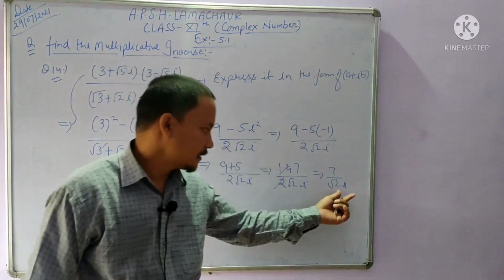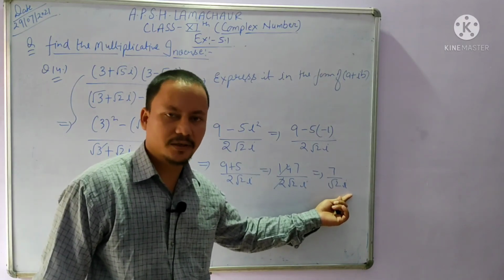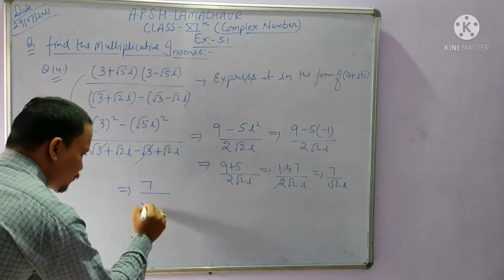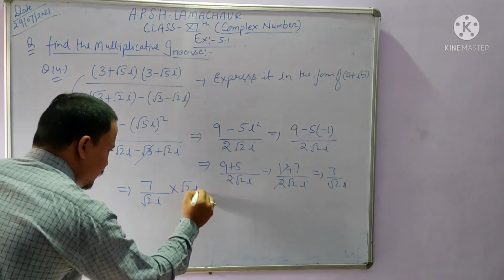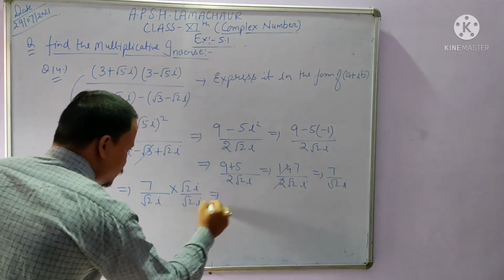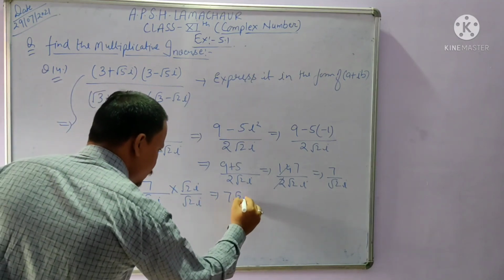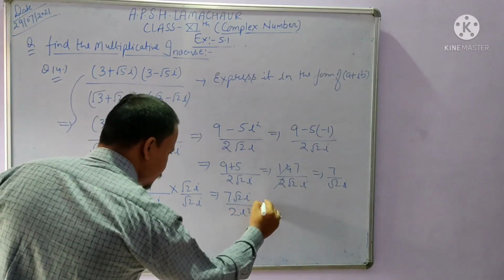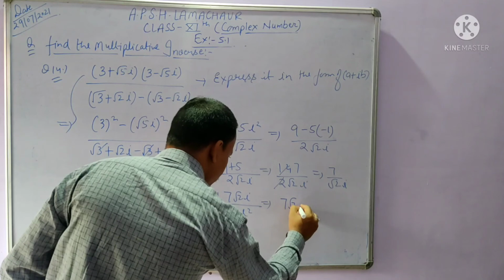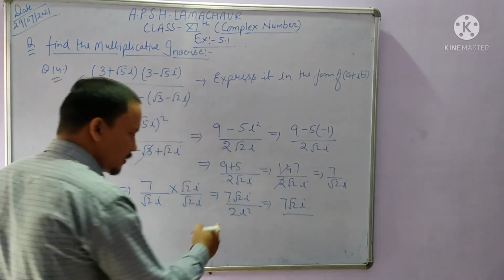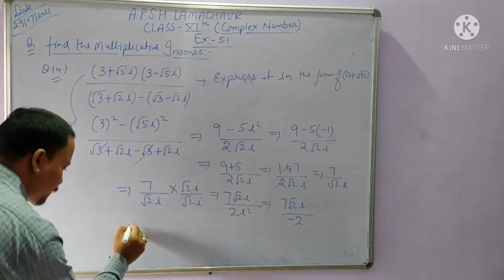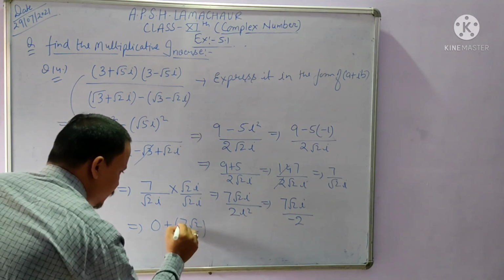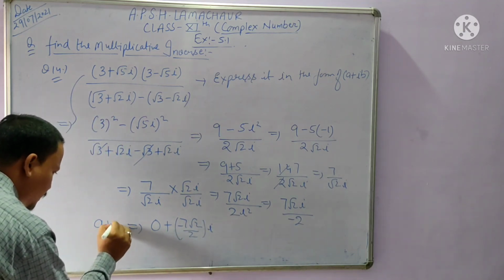Again, as I told you earlier, if you have any complex number or imaginary number within the denominator, then we have to rationalize it. So what we will do, 7 upon root 2 times iota, now multiply by root 2 i in numerator and denominator. So we will get 7 root 2 iota upon root 2 times root 2, that is 2, times i into i, that is i square. So this will be 7 root 2 times iota upon, what is the value of i square? Minus 1. So this will become minus 2. So your format will be 0 plus 7 root 2 upon 2 times minus iota. This is your format of a plus ib.